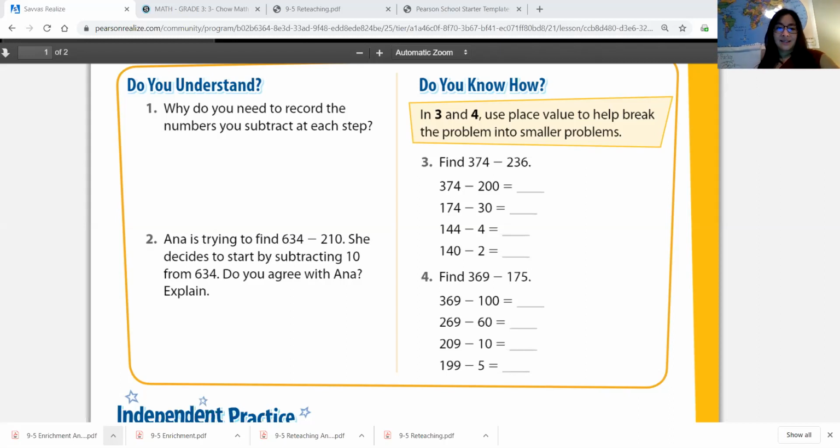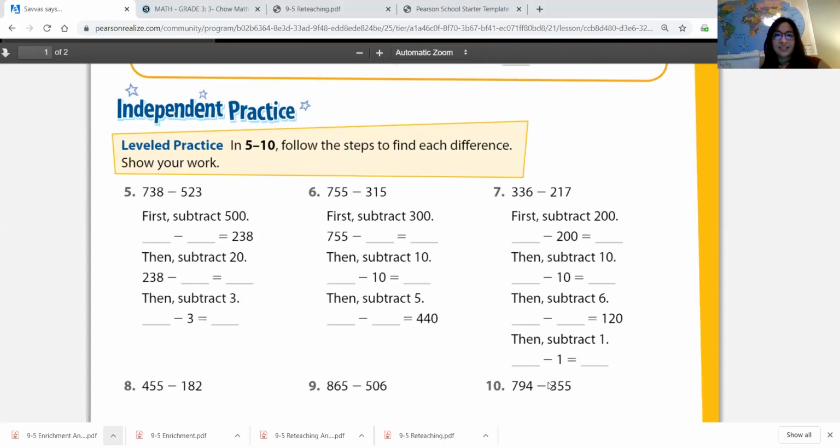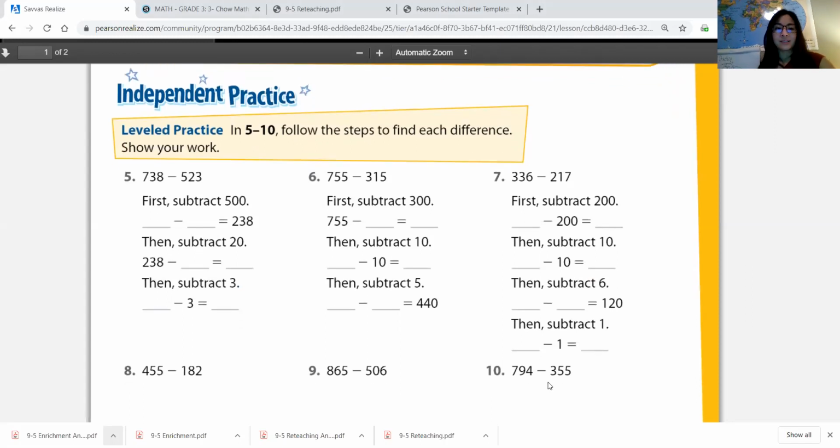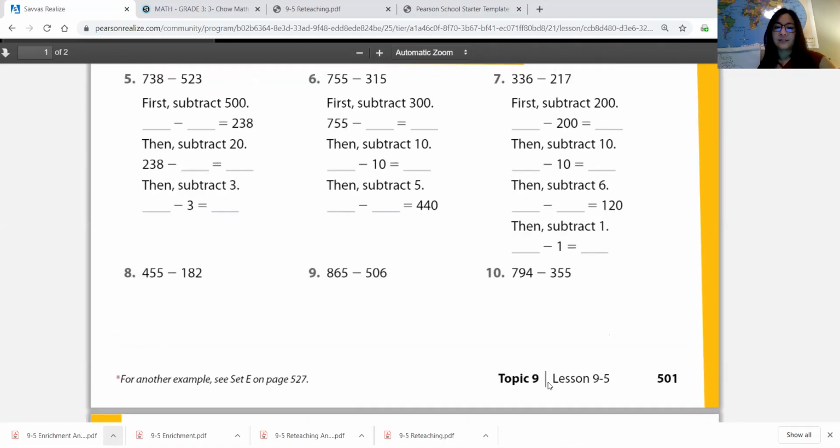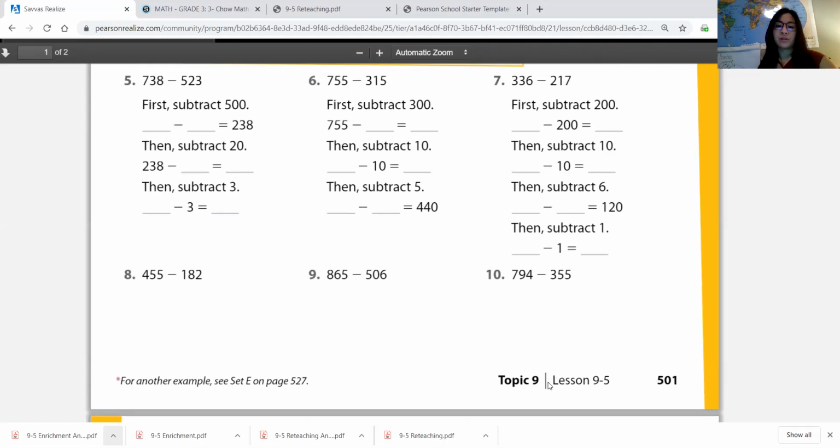Yes. So then, scrolling down, it's independent practice. If you're choosing to work in your workbook, then this is what you do. Numbers 5 through 10 on this page. First few problems take you step by step. The last 3 ask you to do it on your own.